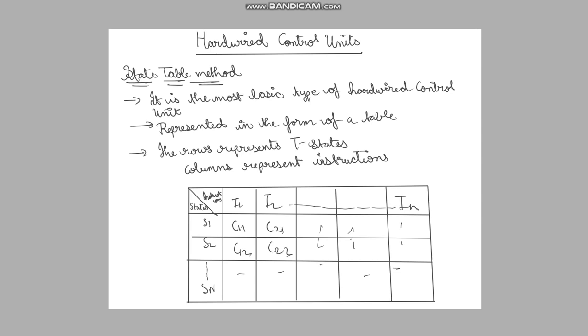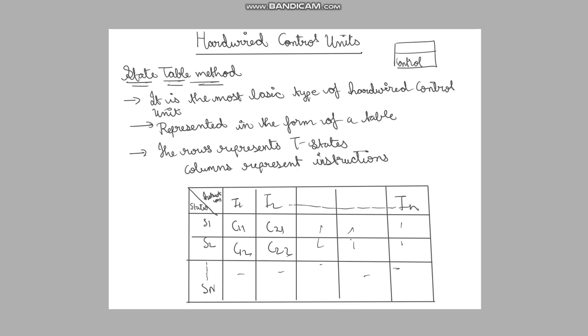Hey guys, today I'm going to be talking about hardwired control units. So, where do you think your control unit is present? It's not present in your memory, it's not present in your IO devices. It is present in your processor. Your processor has your execution unit and your control unit. Your control units are used to produce your control signals.